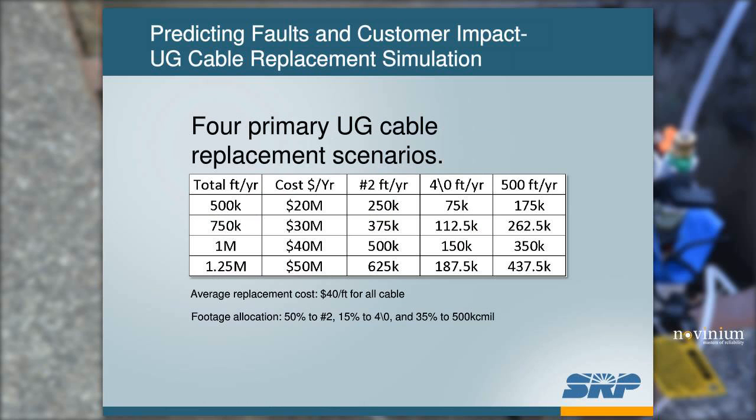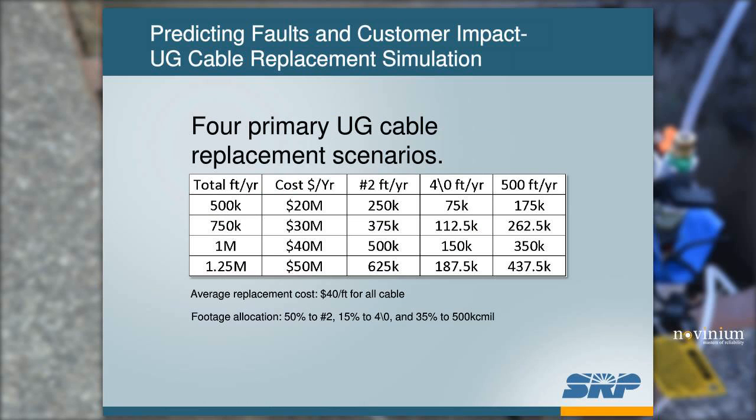Next, let's just look at an example of running the simulation. And what we're going to do here is we're going to look at 4 scenarios. On the left-hand side of this plot here, you're going to see a column that has the total footage being replaced. So we're going to replace from 500,000 feet to 1.25 million feet.